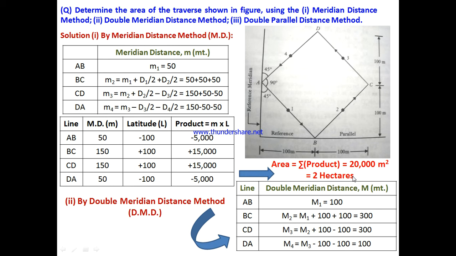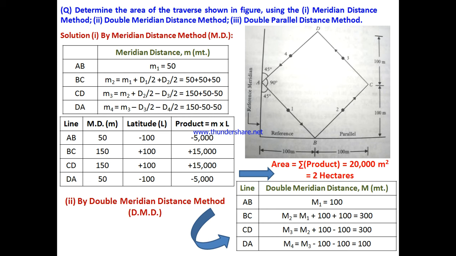Now again we will determine this particular area of the traverse with the help of the double meridian distance method. So in the double meridian distance method, we need to determine the double meridian distance. In this method we have determined meridian distance. Now we need to calculate the double meridian distance. So for double meridian distance, we are representing it with capital M, and it will be equal to AB. Suppose for the first line it will be equal to 100.